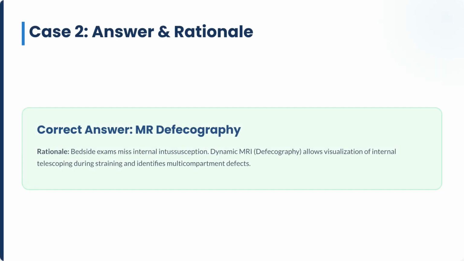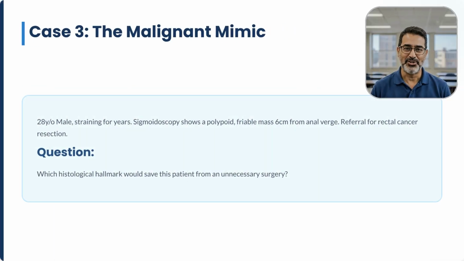Case 2. A 72-year-old female reports chronic fecal leakage and a mass that protrudes only after straining, despite a normal bedside exam. What is the most appropriate next diagnostic step to identify the occult condition? The correct answer is MR defecography. This dynamic MRI is necessary because bedside exams often miss internal intussusception. It allows visualization during straining and identifies multi-compartment defects.